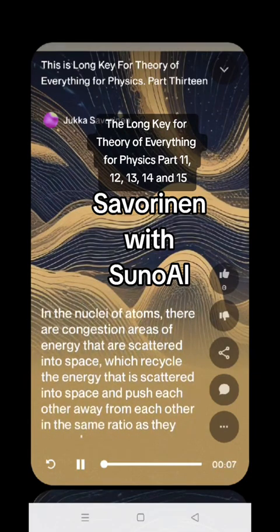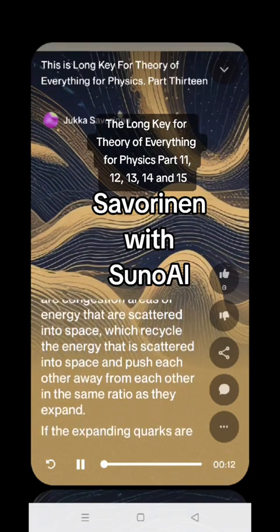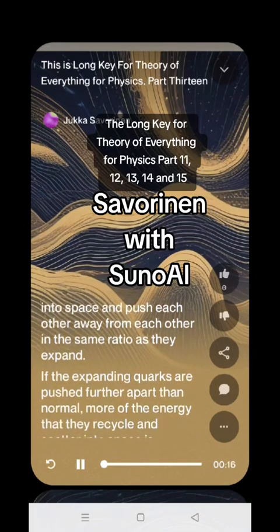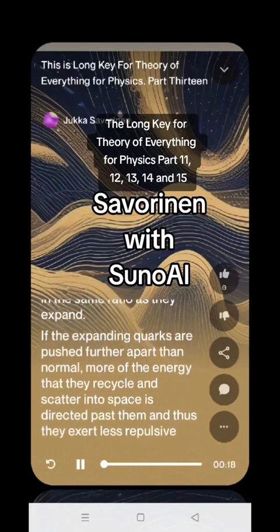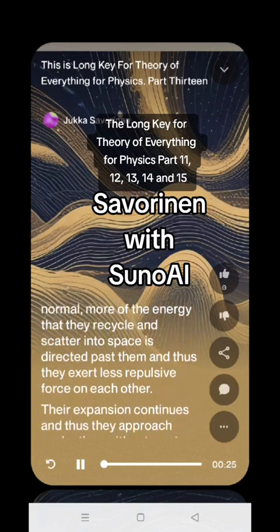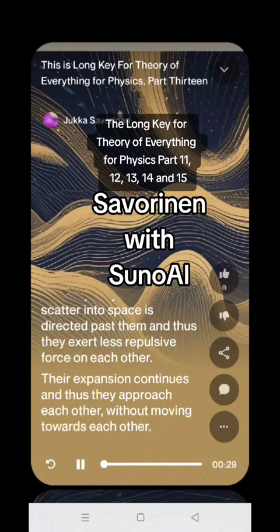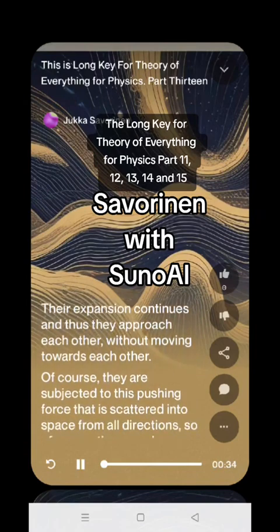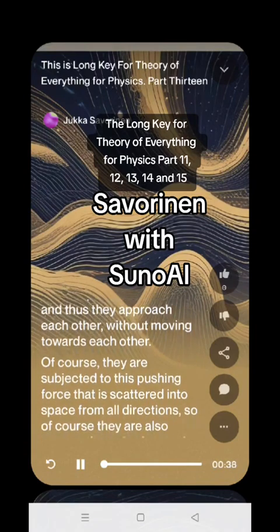In the nuclear atoms, there are congested areas of energy that are scattered into space. They recycle the energy that is scattered into space and push each other away from each other in the same ratio as they expand. If the expanding quarks are pushed further apart, then more of the energy that they recycle and scatter into space is directed past them, and thus they exert less impulsive force on each other. Their expansion continues unless they approach each other without moving towards each other.